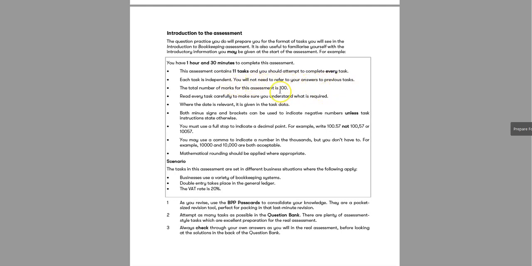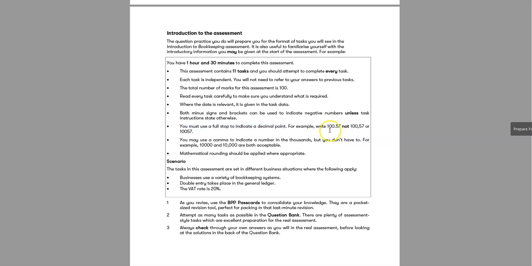The total marks will be 100. Read every task carefully and understand the requirement before answering. Where the date is relevant, it is given in the task data. Both minus sign and brackets can be used to indicate a negative number unless the task instruction says otherwise. We can use a full stop to indicate the decimal point.